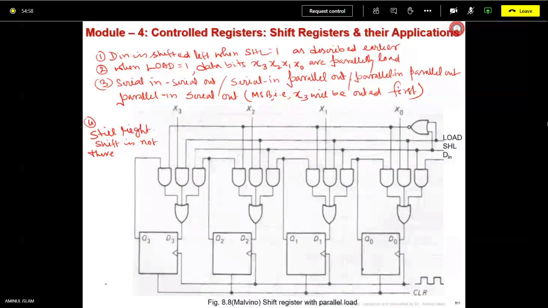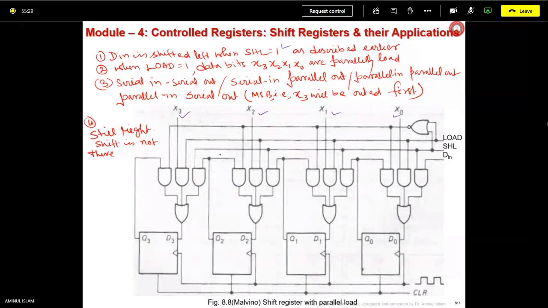Here it is having parallel loading capability also. And I have written it very briefly. D in is shifted left when SHL equals 1, like the previous case as described earlier. When load is 1, data bits x3, x2, x1, x0 are parallel loaded into the flip-flops.